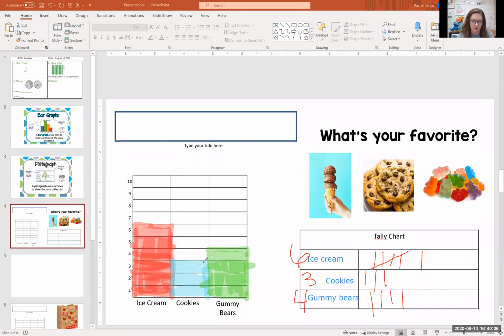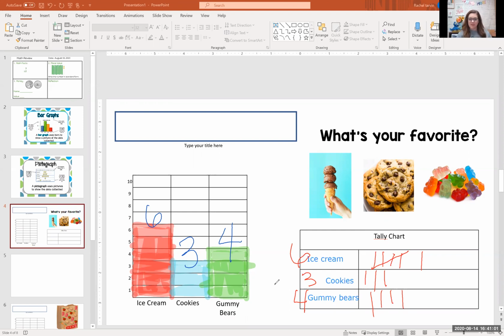Let's see, ice cream, 6. Did I go over to 6? 1, 2, 3, 4, 5, 6. Yep, ice cream, 6. A good strategy is to label your bar graphs. Cookies, 1, 2, 3. Does it match? 3, yep, matches. Gummy bear, let's see. 1, 2, 3, 4. 4, yep, it matches.